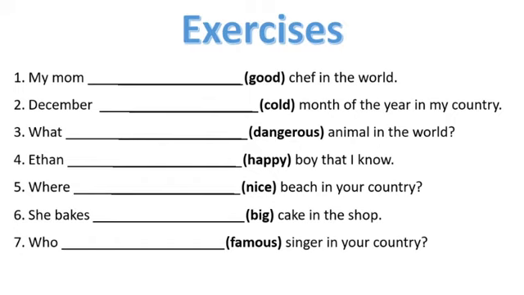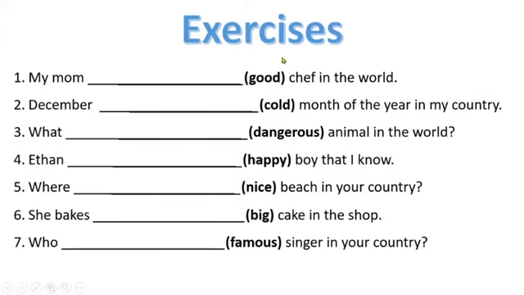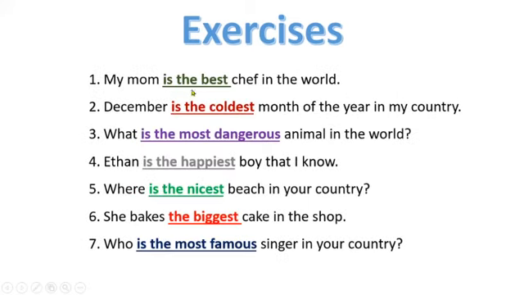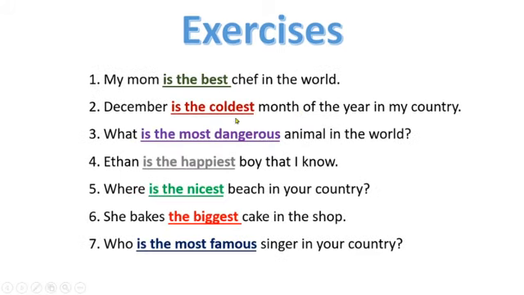Okay, I think that it was enough time, so we're going to check what the right sentences would be. It says 1. My mom is the best. Why the best? In the first exercise we have good. But good is an irregular adjective. That's why we use the best. Mom is the best chef in the world. Number 2. December is the coldest month in the year in my country. Why coldest? Cold is short. Cold, one syllable. Cold, the coldest.